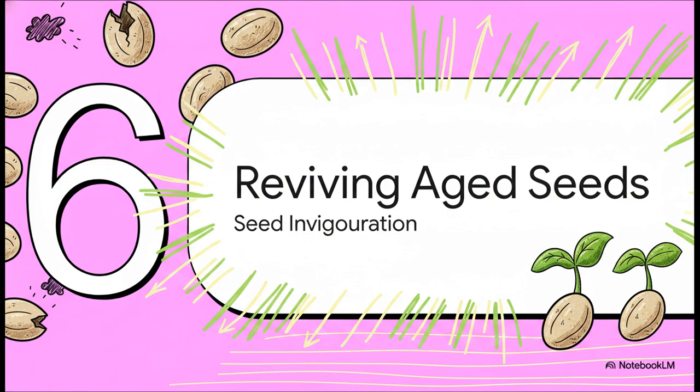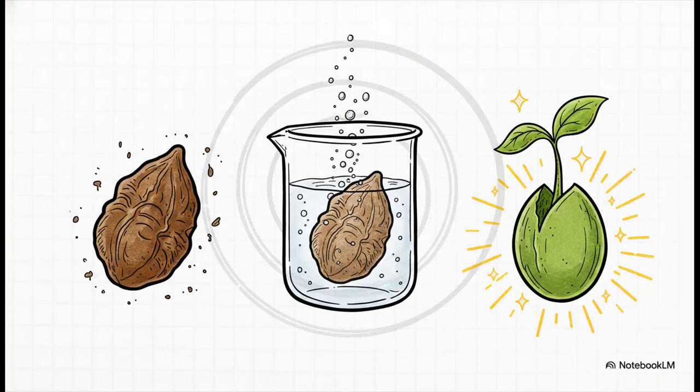And finally, Section 6, Reviving Aged Seeds. Before we wrap up, there's one more barrier we need to talk about. Even if a seed isn't actually dormant by design, just getting old causes it to lose its ability to germinate because natural inhibitors slowly build up over time. But here is the really incredible part. We can literally invigorate these dying aged seeds and reverse the clock on their biological decline.